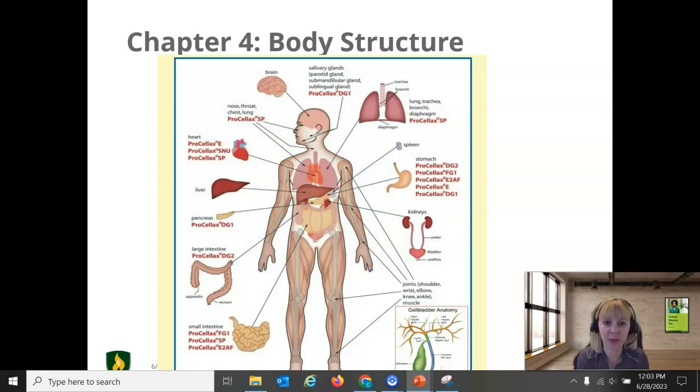We're going to start with Chapter 4, and this week Chapter 4 is talking about the body structure. This chapter will help you to understand the structure and function organizations of the body. It will also help you to understand the terms that are used to describe anatomical positions, planes of the body, cavities, and quadrants. You'll also discuss diseases and conditions associated with the disease process, as well as the medical, surgical, and diagnostic procedures.